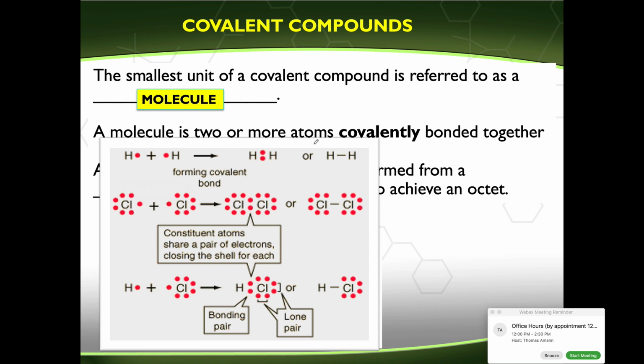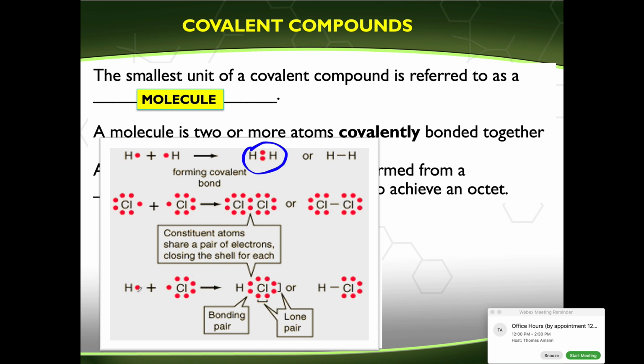2 hydrogens can stick together to be happy, like this. You can have 2 chlorines stick together because you have 7 and 7. And if they collide, we got 2, 4, 6, 8, 2, 4, 6, 8 for each chlorine. Replace the shared pair in the middle with a single dash. And you can mix and match.